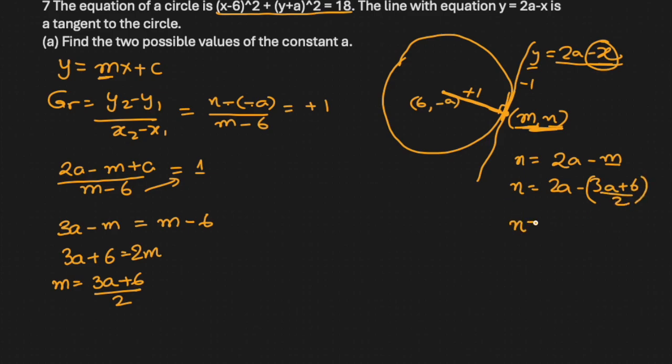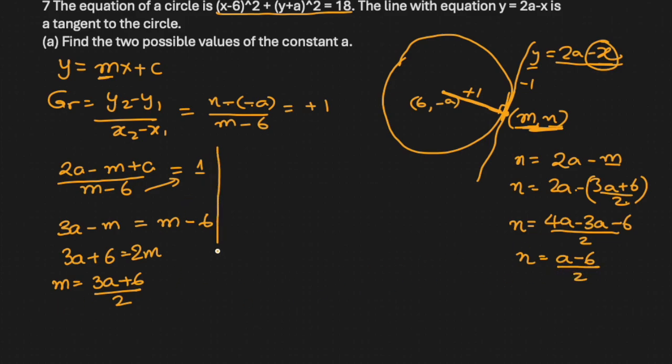And if I simplify this, it becomes 2a, rather 4a now, because we need to have the same denominator. So this 2 will multiply here, so it will become 4a over 2. 4a minus 3a minus 6, because this minus applies to both, divided by 2. So n comes out to be a minus 6 over 2. Okay, both of them are in terms of a now.